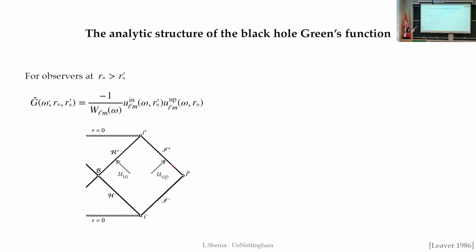So if we place our observer further away than the source, so r star our observer and r star prime our source, then the frequency domain Green's function can be built from this combination of independent mode solutions of the Regge-Wheeler equation. And we choose for the observer side, the outgoing solution at null infinity, and for the source side, the ingoing solution at the horizon. And W is just the Wronskian between the two solutions.